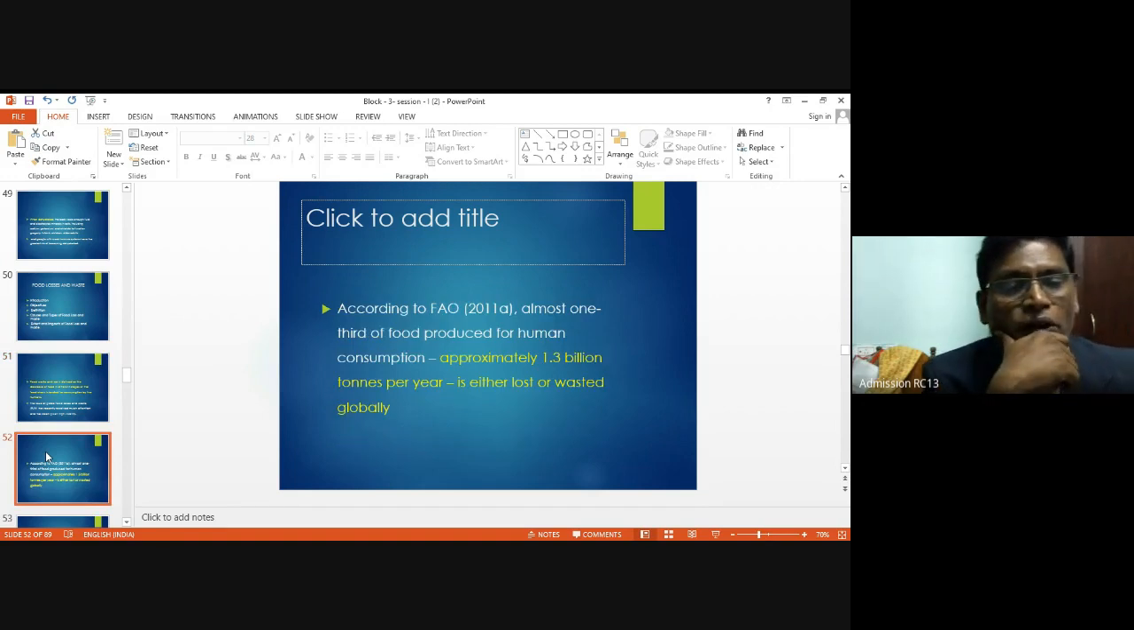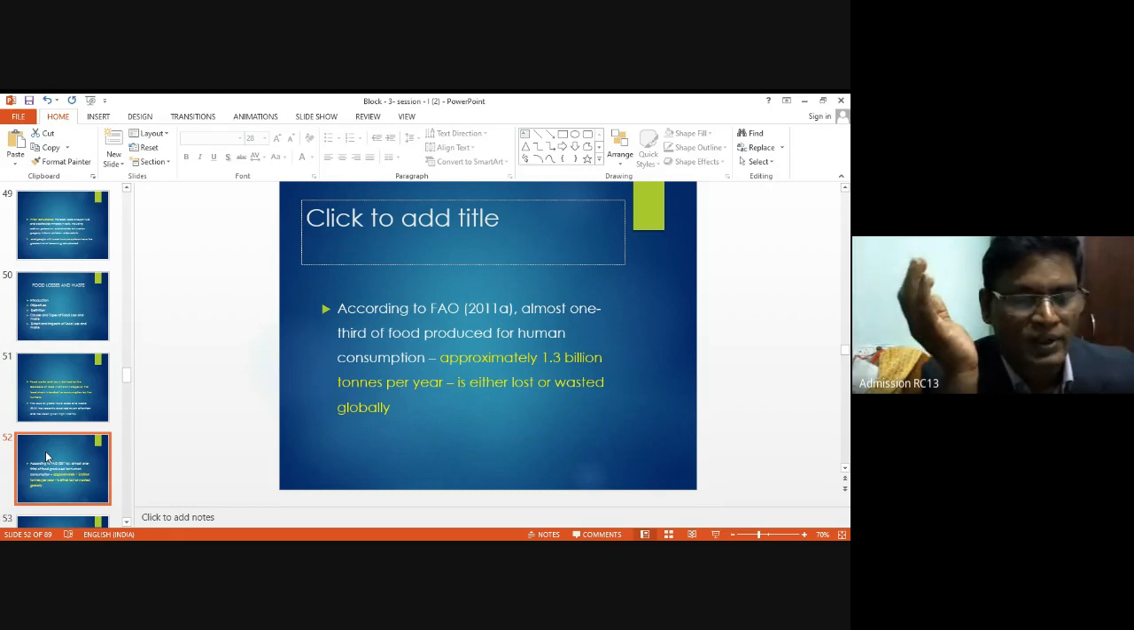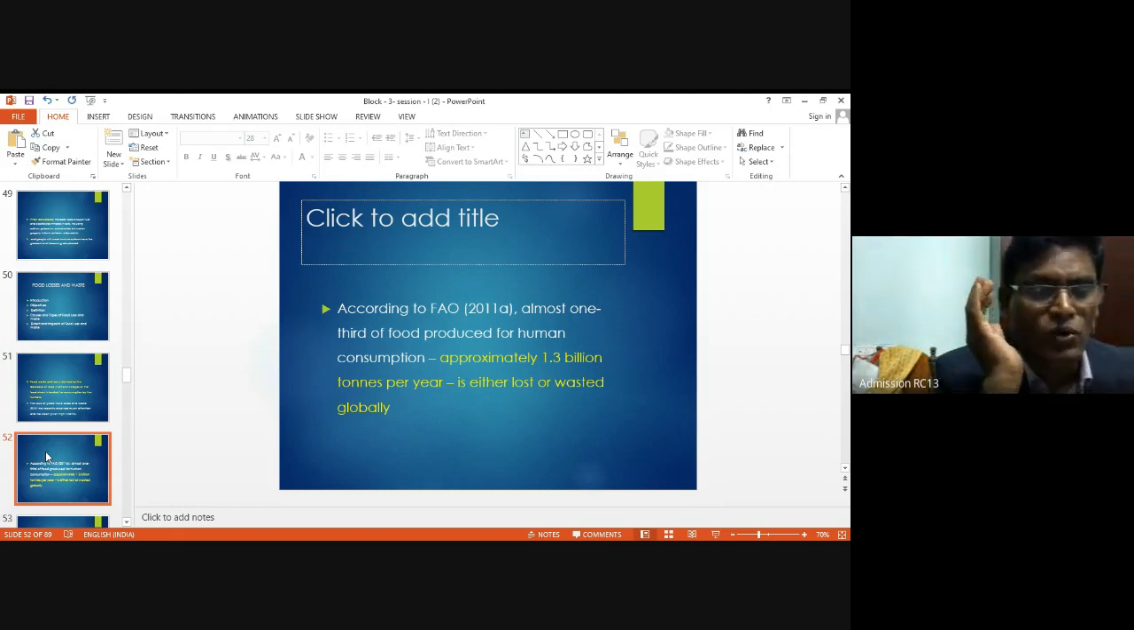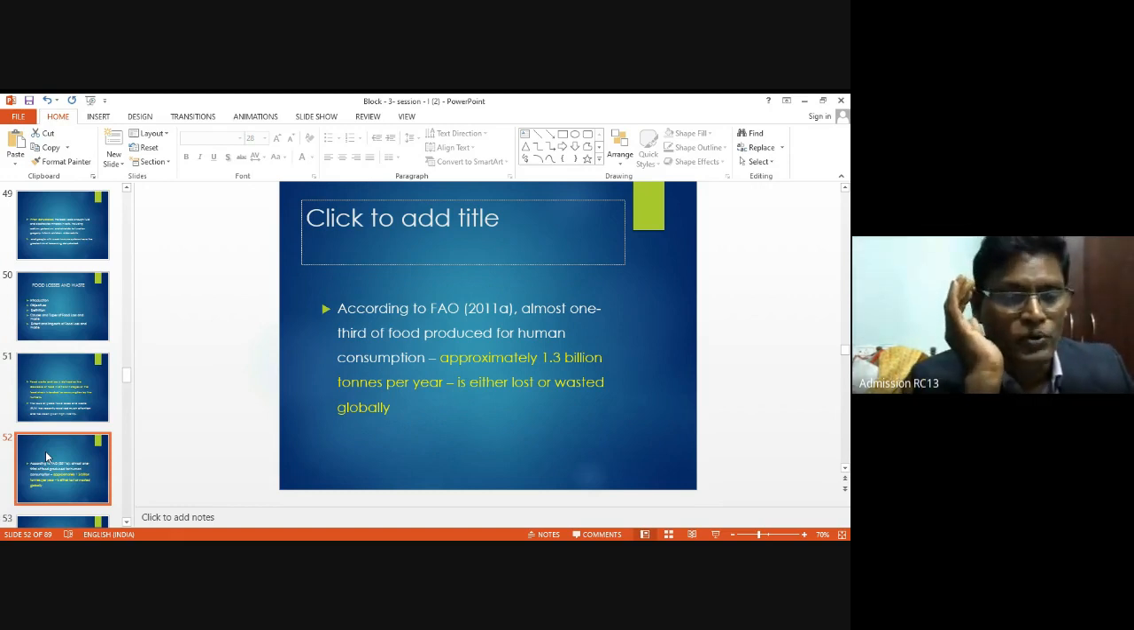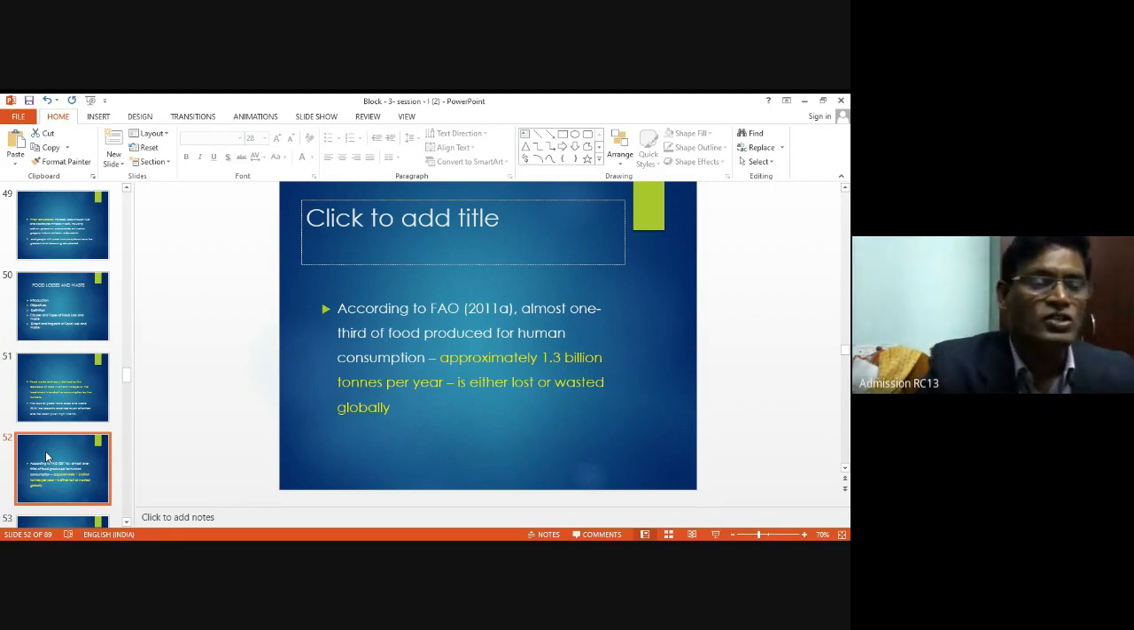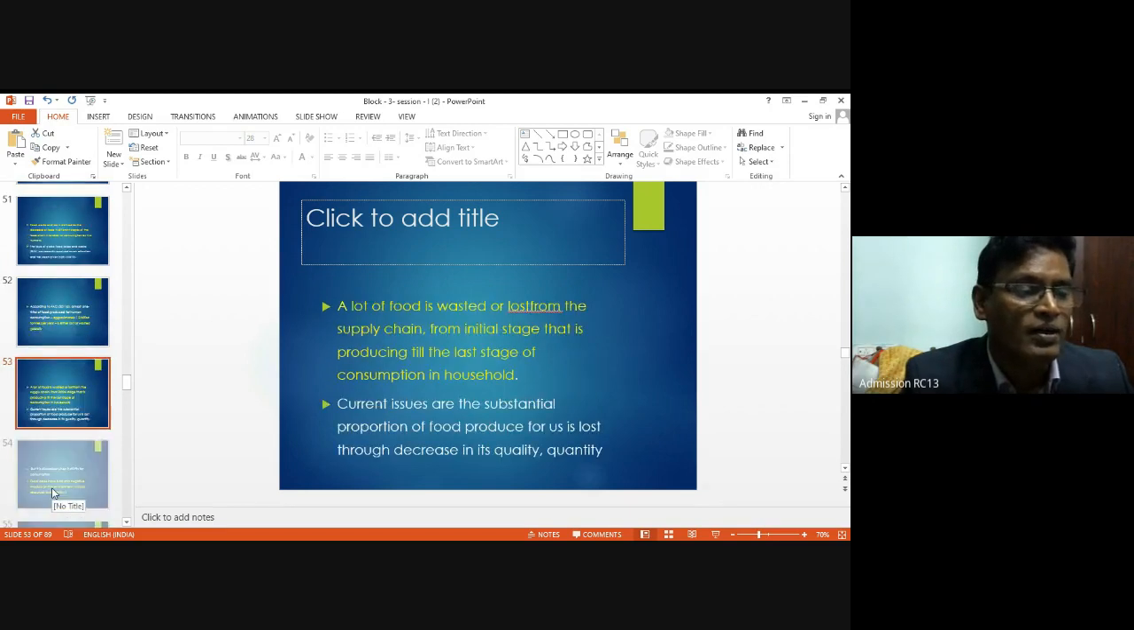According to FAO 2011, almost one third of food produced for human consumption, approximately 1.3 billion tons per year, is either lost or wasted globally. See what happened. So this much quantity of the food that we produced for human consumption is getting wasted across the globe, very large quantities, during the transportation, handling, storage, whatever the stages.